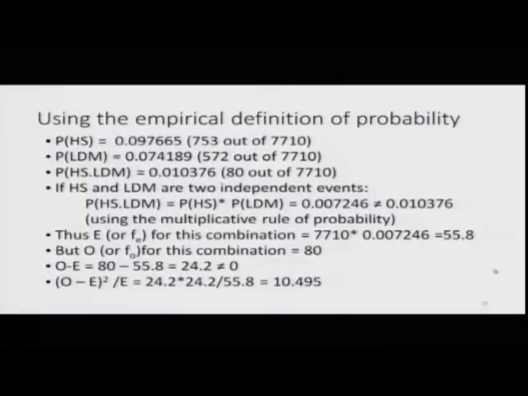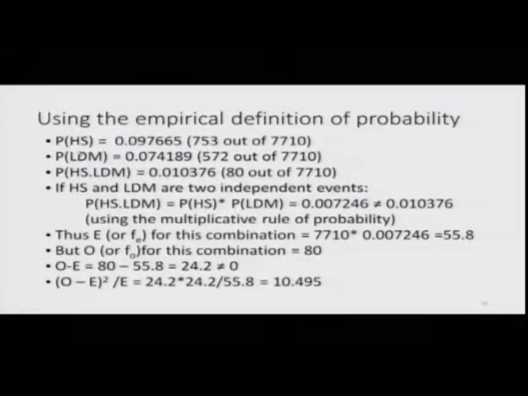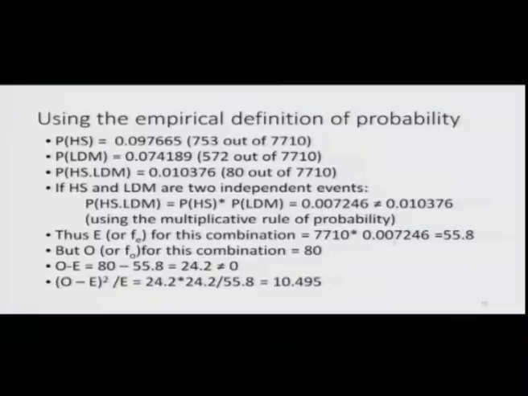Now, imagine the cell HS. HS means high school and above. The probability that the respondent is high school is this: 753 out of 7710 belong to high school. Similarly, the probability of long distance migrant will be 0.07, and the probability of belonging to high school is this 0.09, and the probability of belonging to long distance migrant is 0.07.